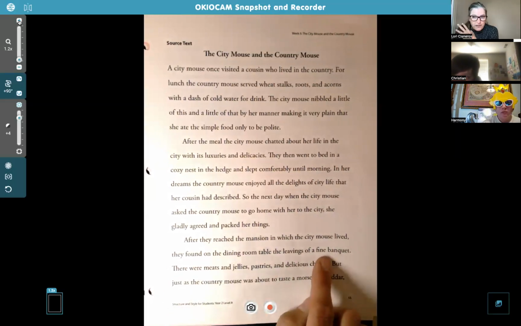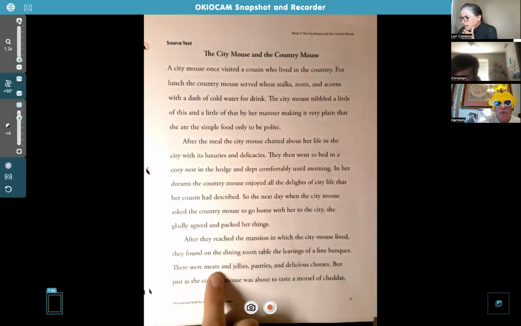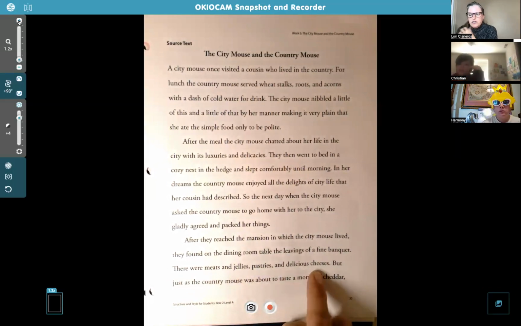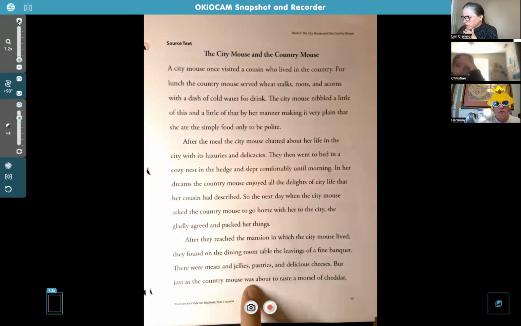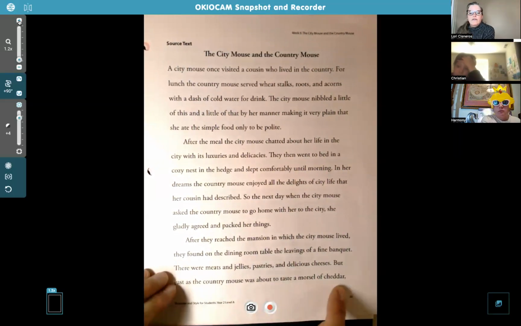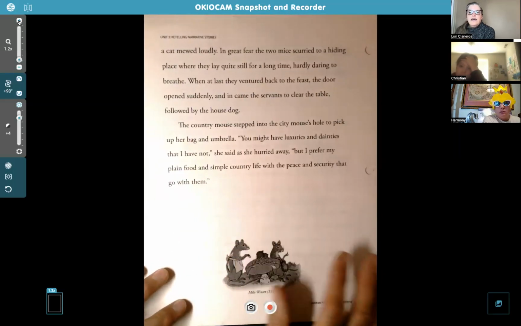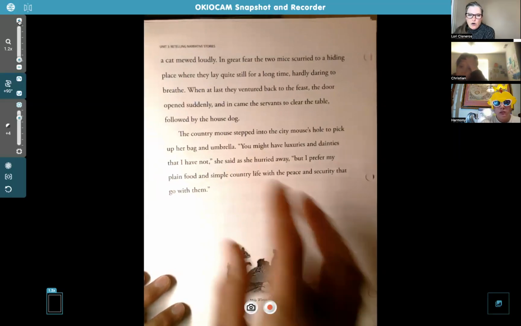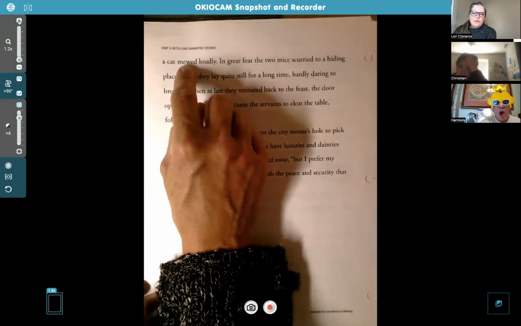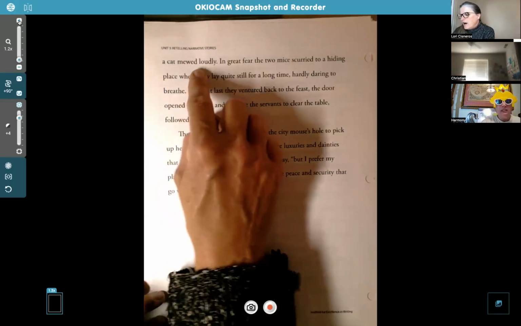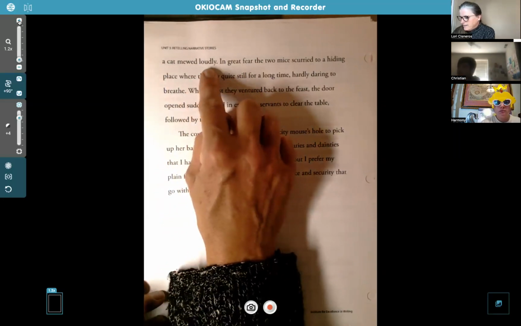I'm talking about the humans, right? The humans had a big party and they left the food on the table. There were meats and jellies, pastries, and delicious cheeses. But just as the country mouse was about to taste a morsel of cheddar, a cat meowed, or mewed is the way they spelled it here in this story. This is an old story, by the way. But the cat meowed loudly.